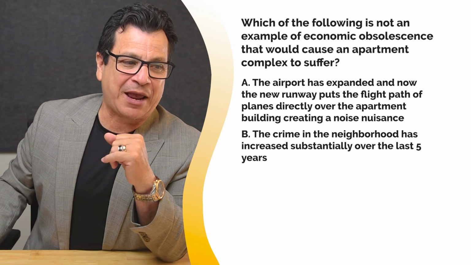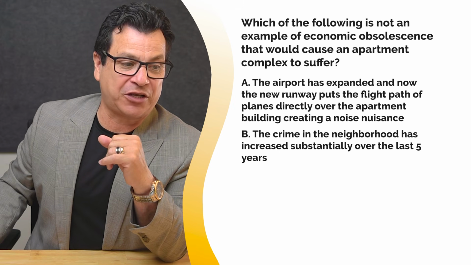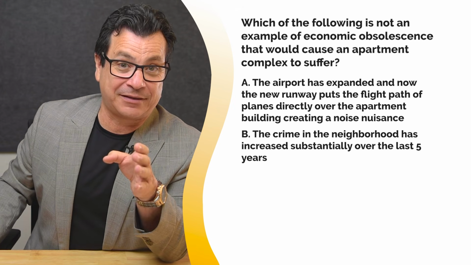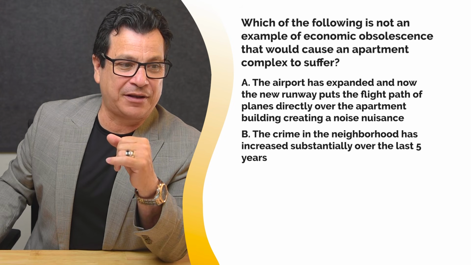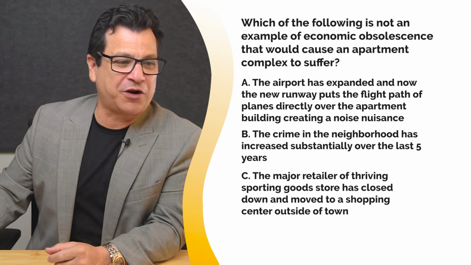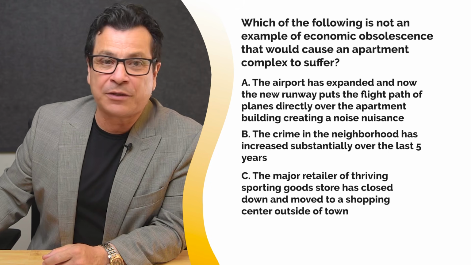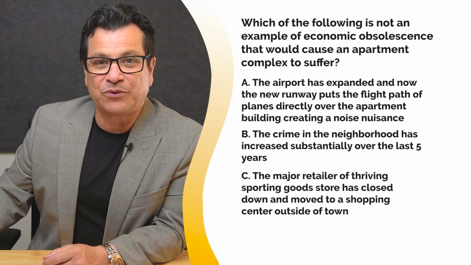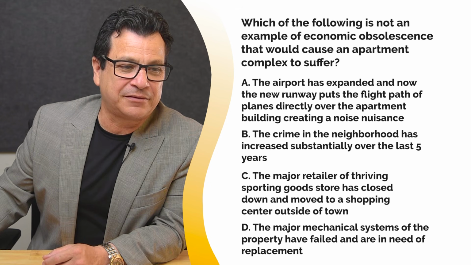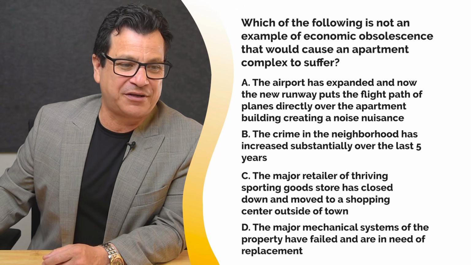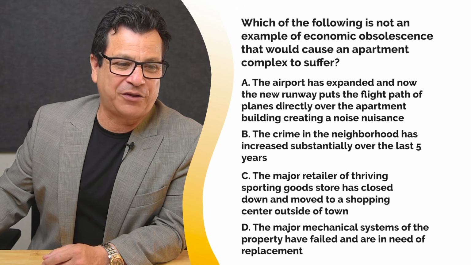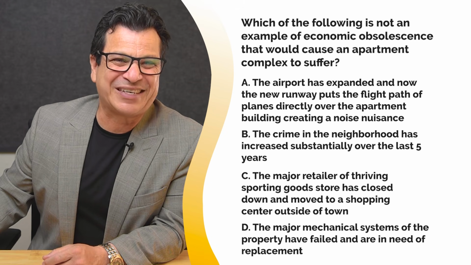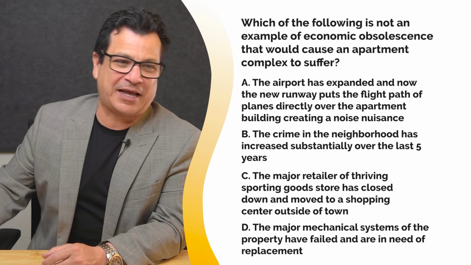Which of these is not? B, the crime in the neighborhood has increased substantially over the last 5 years. Is not. Don't forget the question. C, the major retailer, a thriving sporting goods store, has closed down and moved to a shopping center outside of town. Or D, the major mechanical systems of the property have failed and are in need of replacement. Which one of these is not economic obsolescence?